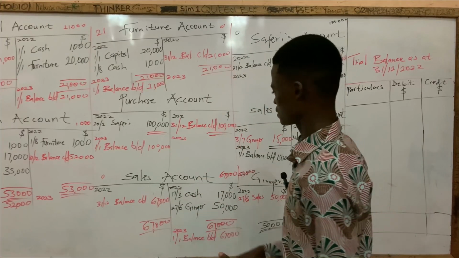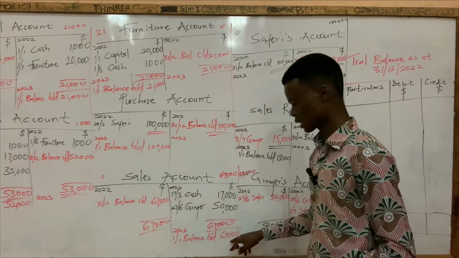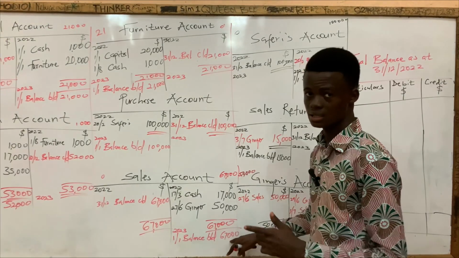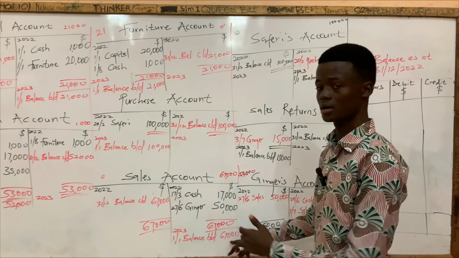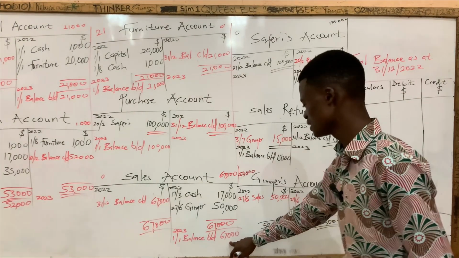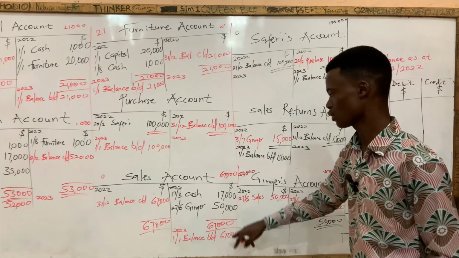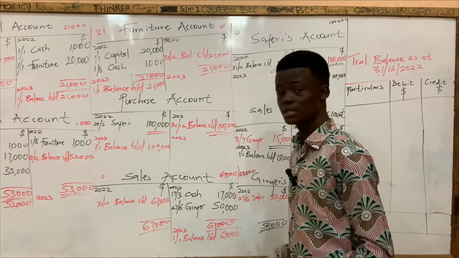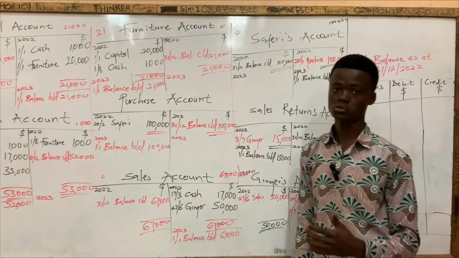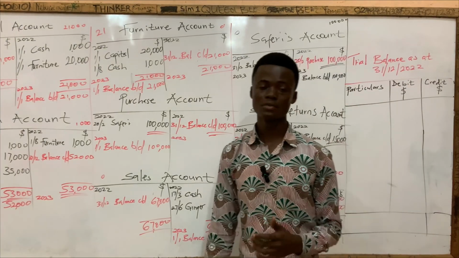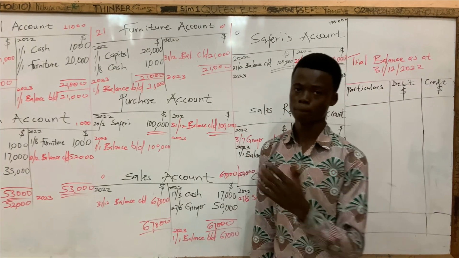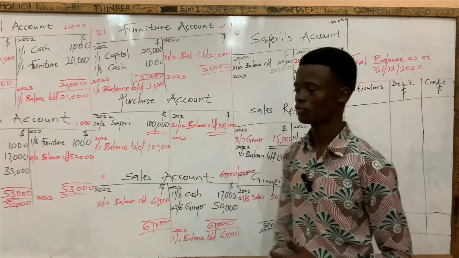But let's take our sales account for instance. This sales account is also a credit balance account, or is having a credit balance, because the balance BD is on the credit side of the account. A balance BD will be on the debit side of an account if the total debit entries of the account is greater than the total credit entries of the account.